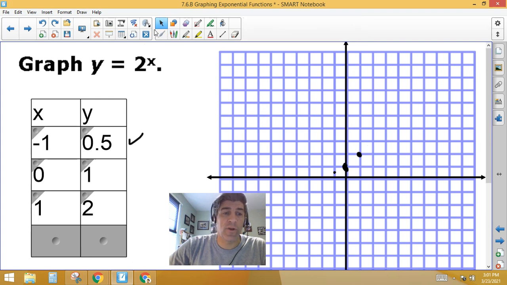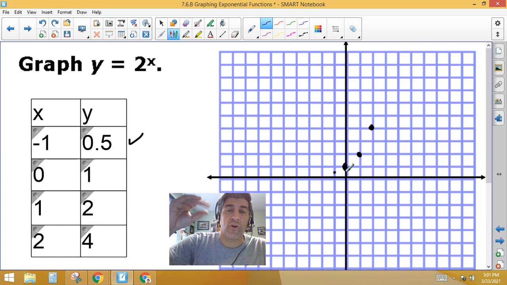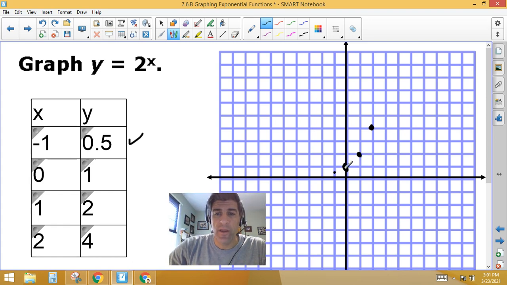And my last point for now, I could keep going. I plug in 2. 2 to the second is 4. So my next ordered pair would be 2, 4. Notice my x's are increasing by 1, but my y values are doubling. See how this jumped up 1, this one jumped up 2, the next one would jump up 4. So if I go 3 and then up 1, 2, 3, 4, I know this would be my next point. This is up at 8.